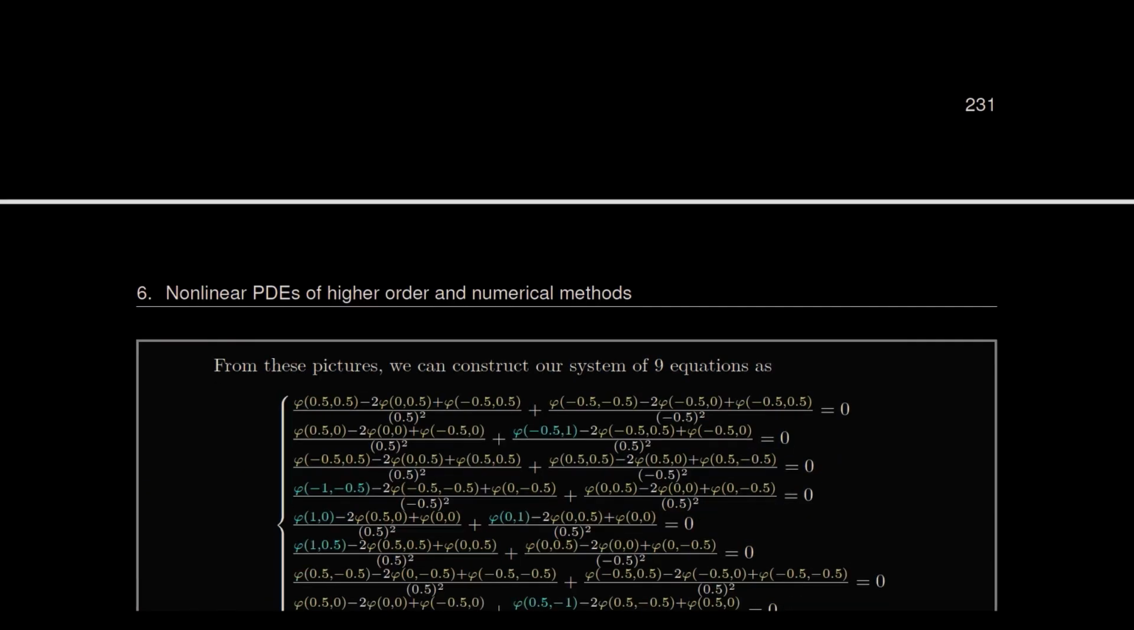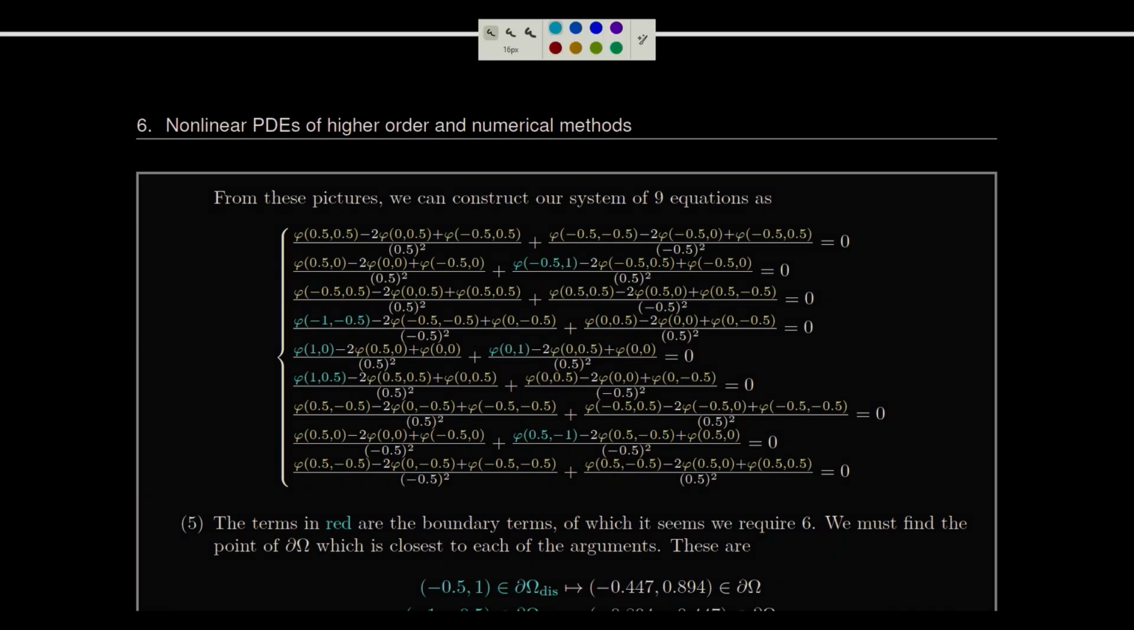I'm going to scroll back down here. There's phi at that point. And then this is my finite difference operator squared, giving me 2 other terms. And then it's divided by 0.5 squared to approximate the Laplacian in the x direction.